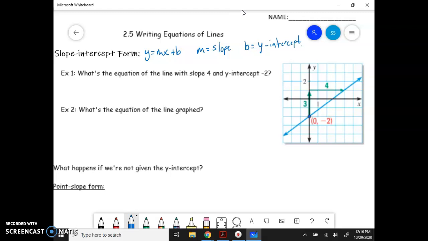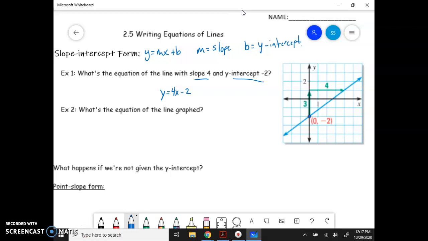What is the equation of the line with the slope of 4 and the y-intercept of 2? So this is really super easy here. We just need to plug these numbers in for the variables. We've got y is equal to mx plus b. M is the slope, so 4x, and then your b is your y-intercept. So this is going to be y is equal to 4x minus 2. All right. Pretty easy right there.